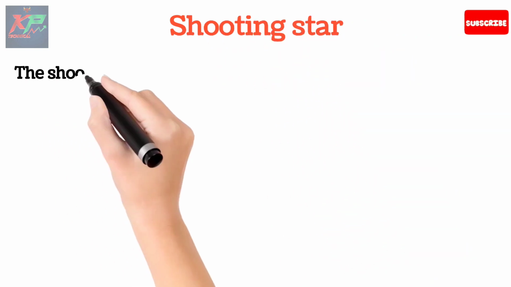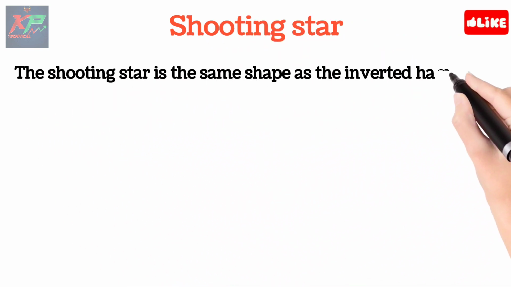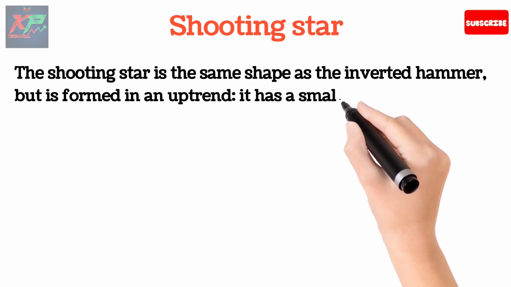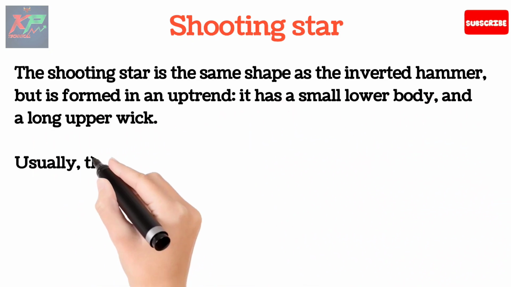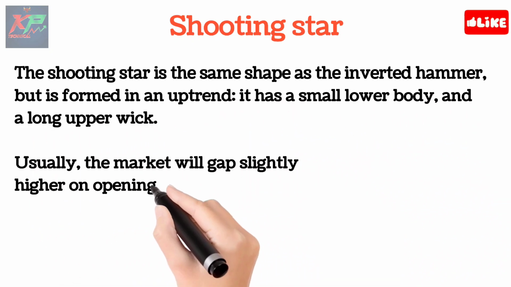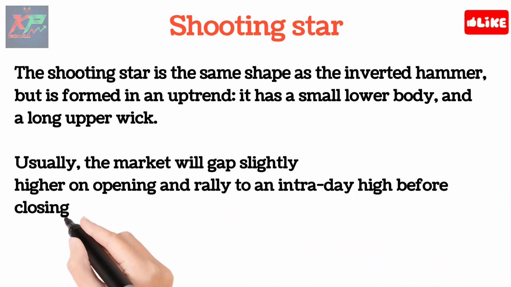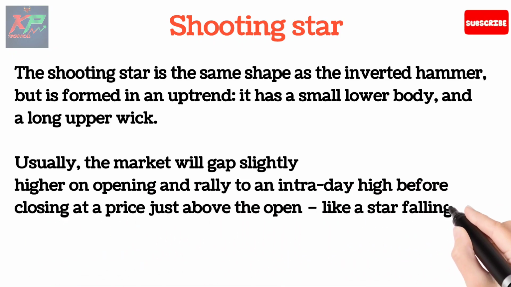Shooting star. The shooting star is the same shape as the inverted hammer but is formed in an uptrend. It has a small lower body and a long upper wick. Usually, the market will gap slightly higher on opening and rally to an intraday high before closing at a price just above the open, like a star falling to the ground.